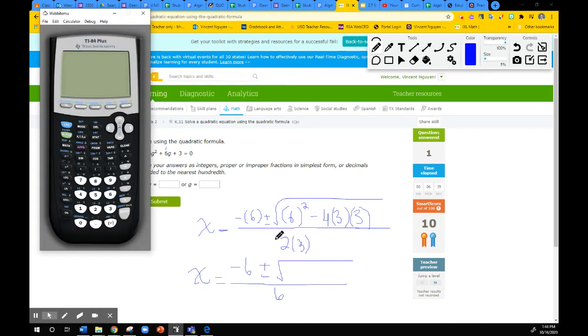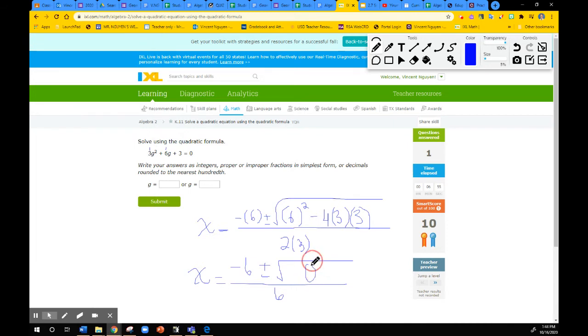Let's use the calculator to help you with everything inside all at once, right? So you could do parentheses 6 squared minus 4 parentheses 3 parentheses 3. Okay, enter. Oh, it's 0 again. Oh, great. So again, you have one solution.